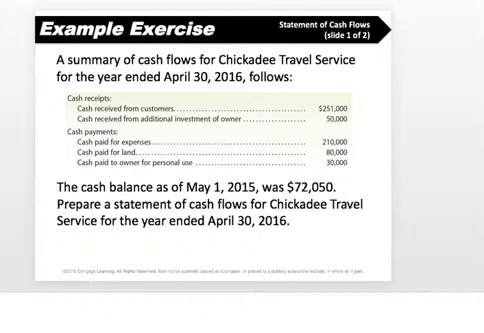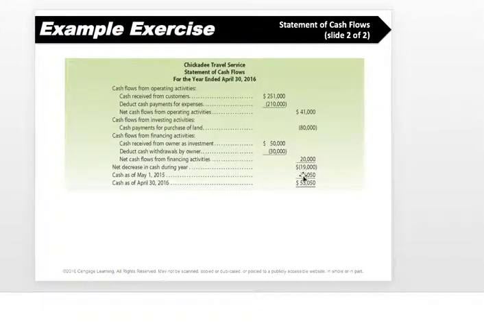So the first thing we're going to do is put in the beginning cash balance of $72,050. And that goes here on the line next to the bottom. Cash as of May 1st, 2015, $72,050. Cash at the end of the year, we're going to figure that out in just a minute. Then we're going to find cash flows from operating activities. Well, it says that we're going to include the cash received from customers and the cash payment for expenses because those are the cash inflows and outflows of the everyday life of the business.